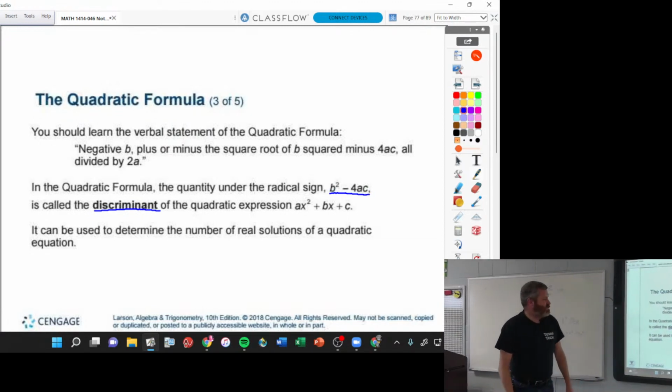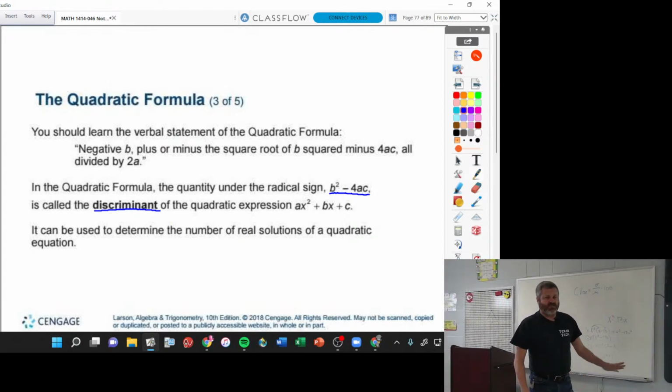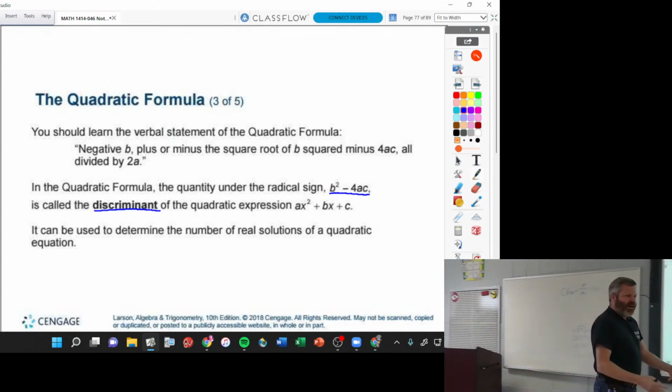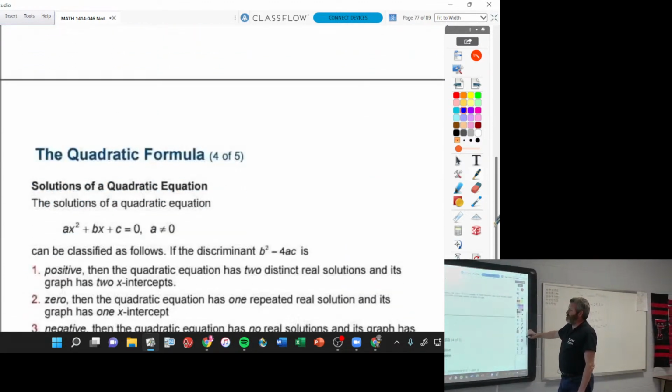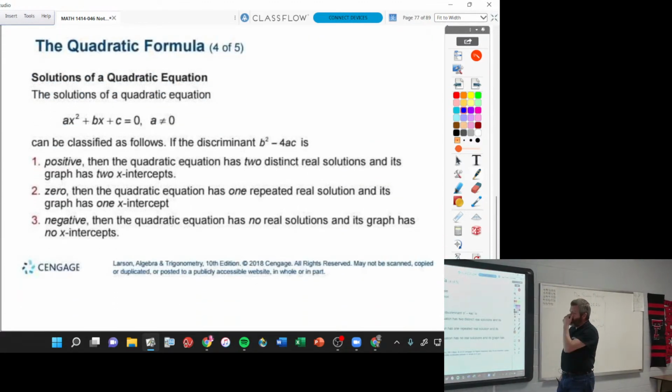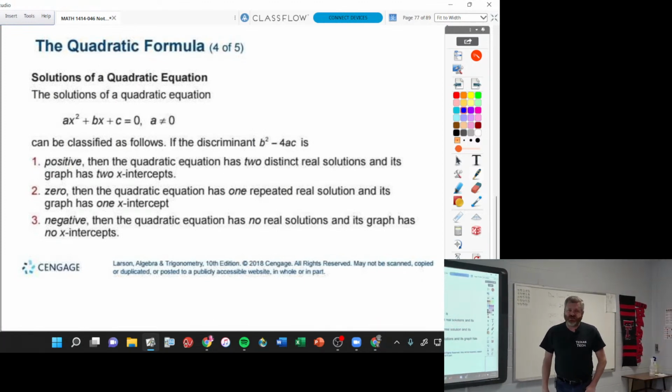As you noticed earlier, when I worked a problem using the quadratic formula, I calculated the discriminant separately, kind of worked 2 problems, and then put that back in. It makes the math a little cleaner as you're working through a problem. So the solutions of a quadratic equation, ax squared plus bx plus c equals 0, can be classified like this.